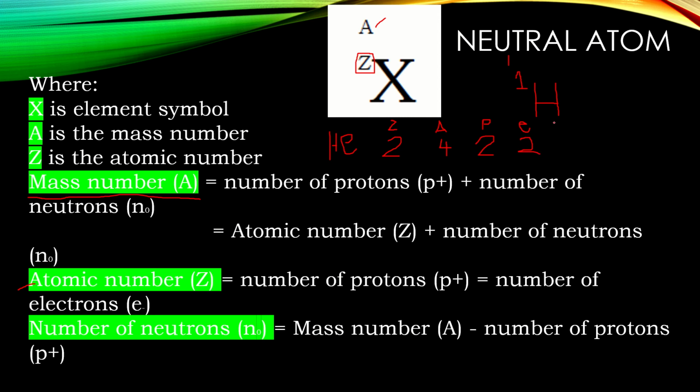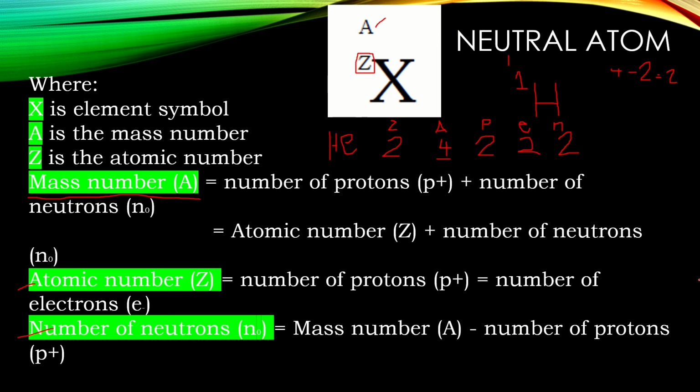And for the last one, neutrons. How can we get the neutrons of an element? Based here, the number of neutrons is equal to the mass number minus the number of protons. We have the mass number, which is 4, minus the number of protons, we have 2 protons for helium. The answer will be 2. So the neutrons of helium is 2.